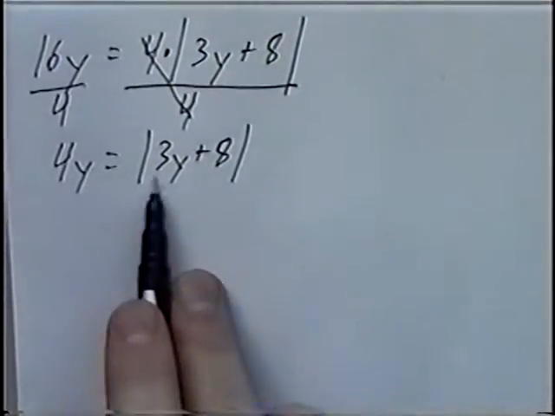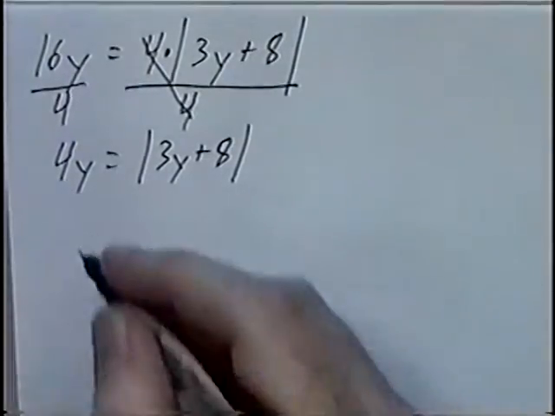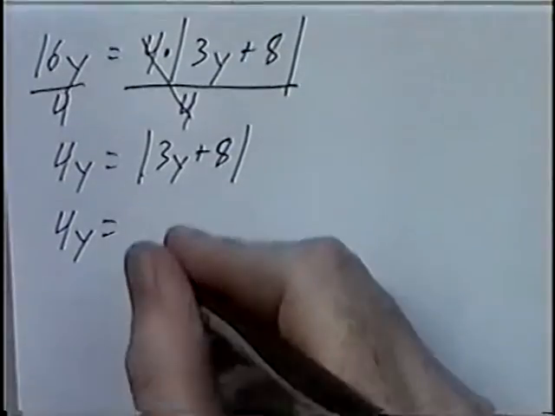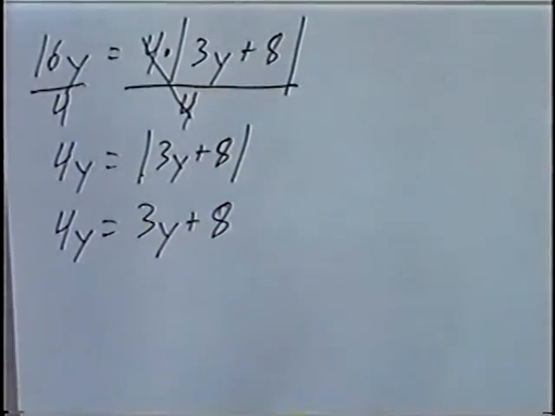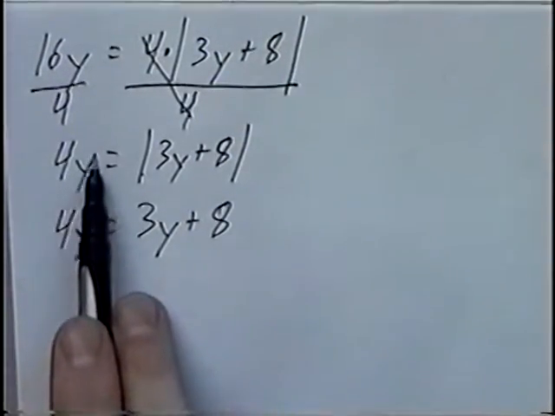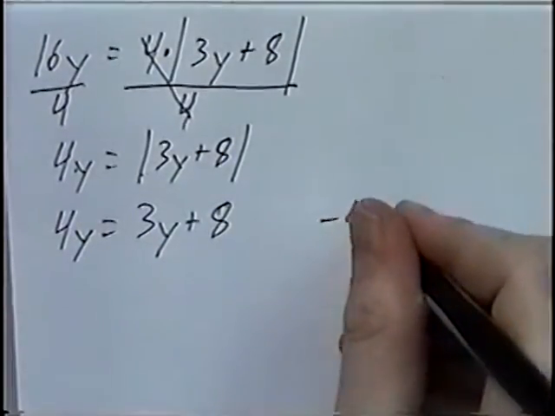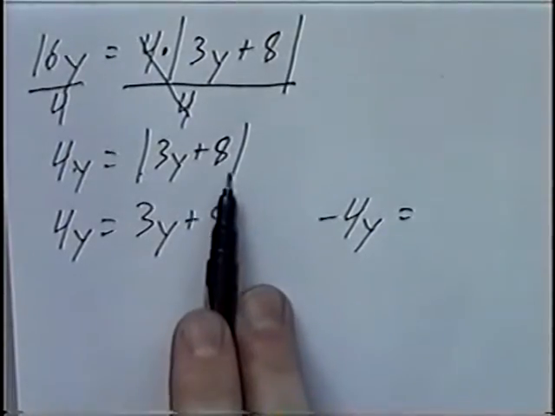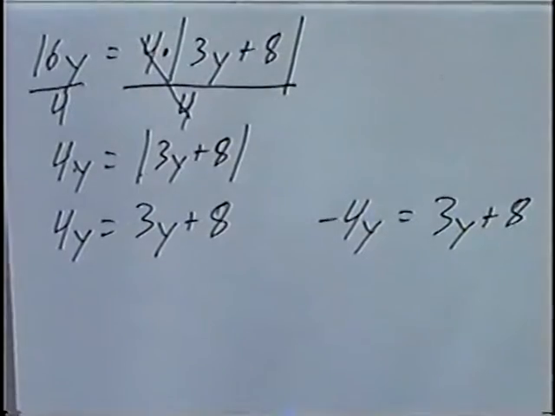Once we have the absolute value isolated, we can solve two equations from here. First equation, 4y would stay the same, and you can remove the absolute value signs, 3y plus 8. For the second equation we'll solve, instead of positive 4y, the term outside the absolute value, we'll change that to make it a negative 4y. And again, what's inside the absolute value stays the same, but you can remove the absolute value signs.